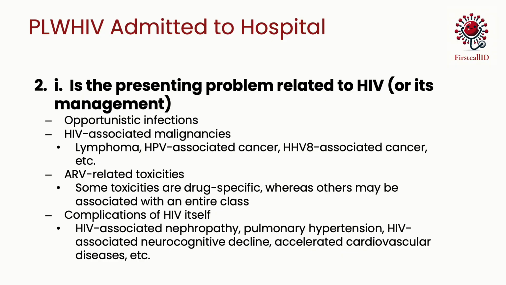Now here's the first of the three main components of our evaluation. The first is the presenting problem related to HIV or its management. And people often think primarily of opportunistic infections, which is one of the considerations, but we also need to consider HIV-associated malignancies like lymphomas, HPV-associated cancers, HHV-associated malignancies, for example. We have to consider, could their problem be related to an HIV drug-related toxicity?